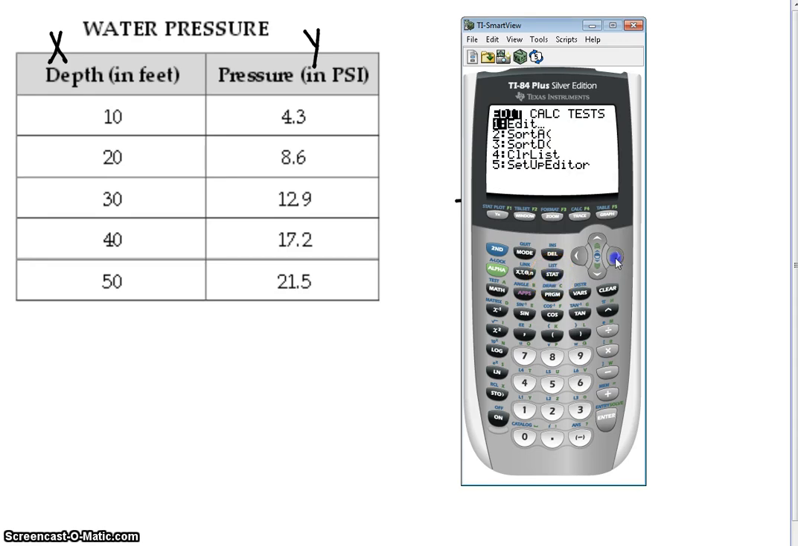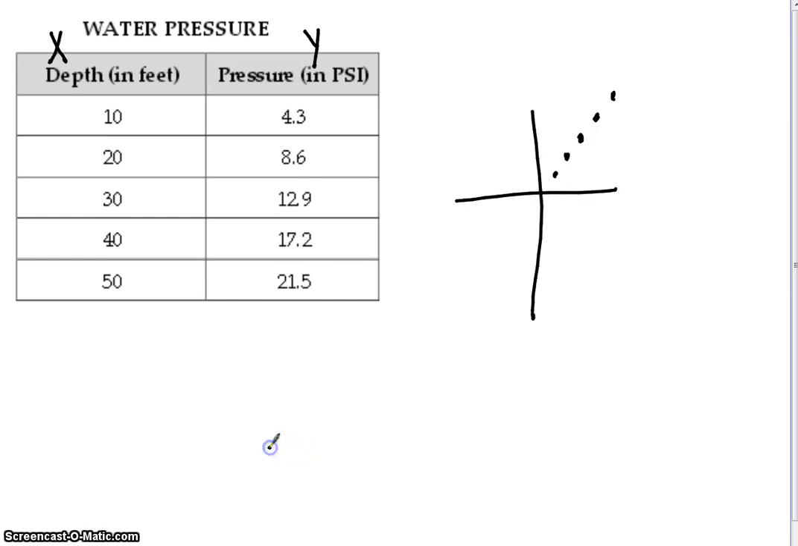It looked linear, but just because I'm not 100% sure, I'm going to go stat calc 5. Sure enough, it is. Y is equal to 0.43x, and there is no c, so it's just y is equal to 0.43x.